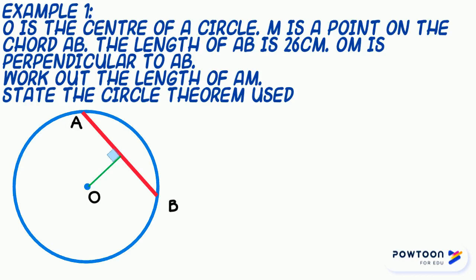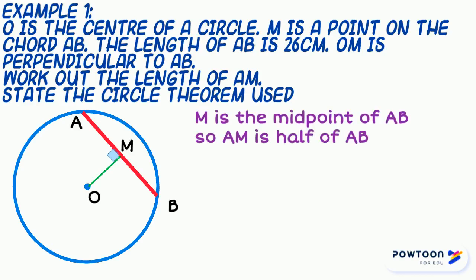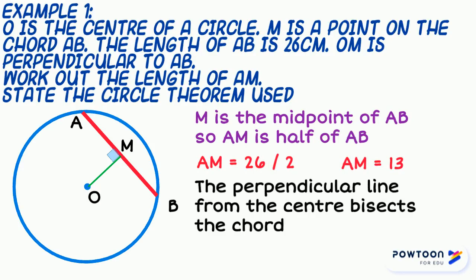So you should have that M is the midpoint of AB. So that means that to find the length of AM, it's just going to be half of it. Because AB is 26 centimeters, that means that AM will just be 26 divided by 2, or AM is 13. And then it does tell us to state the circle theorem, so we also need to write that the perpendicular line from the center of the circle will bisect the chord.